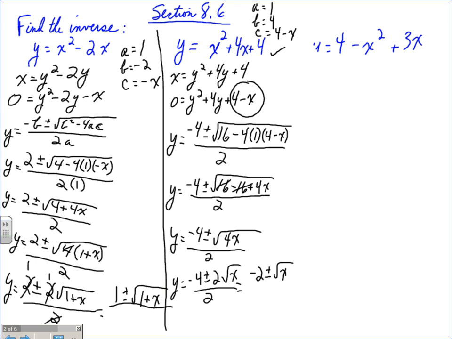If I graph the original equation, I'll get a parabola. If I graph both of these, negative 2 plus the square root of x, and negative 2 minus the square root of x, I will get a sideways parabola. And it's going to be symmetric over the, you know what? Symmetric over which axis? We forget. What is the axis of symmetry? Y equals x. It's a diagonal, right?